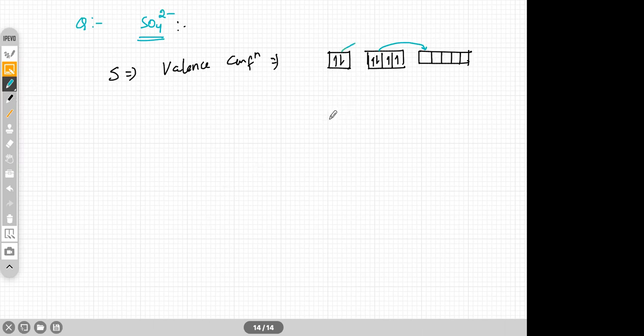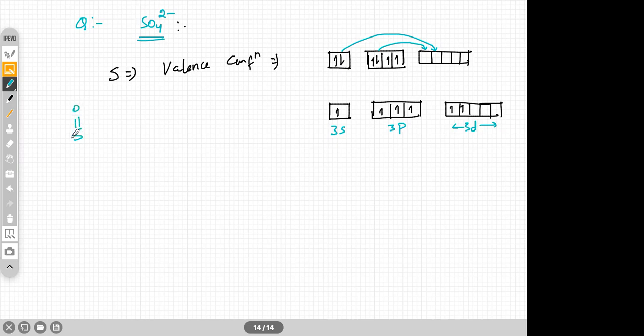So what we get here: 3s will have only one, 3p will have one each, and 3d will have two electrons. Now we need four orbitals. So this is 3s, this is 3p, and this is 3d. And the sulfate ion, if you know the structure, is S double bond O, O minus, and O minus.